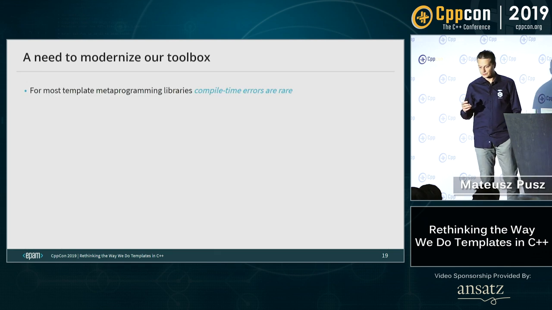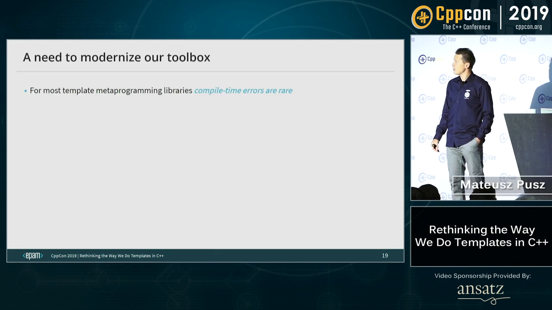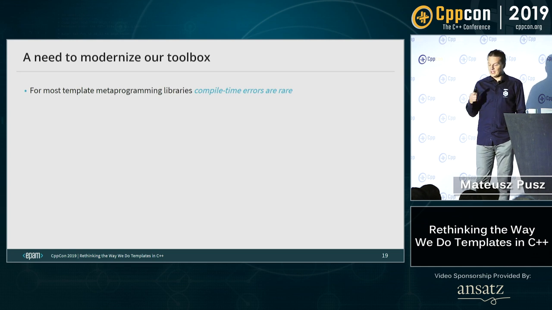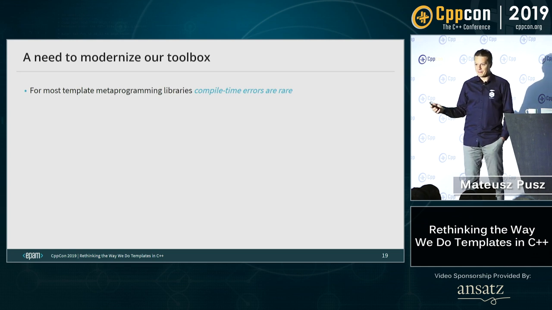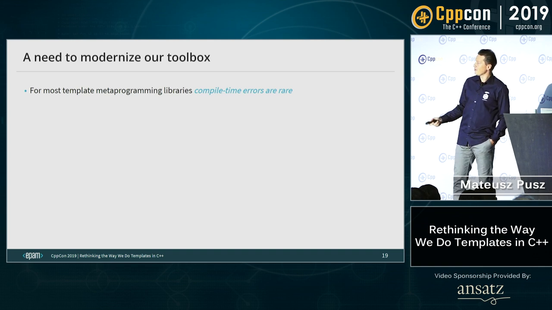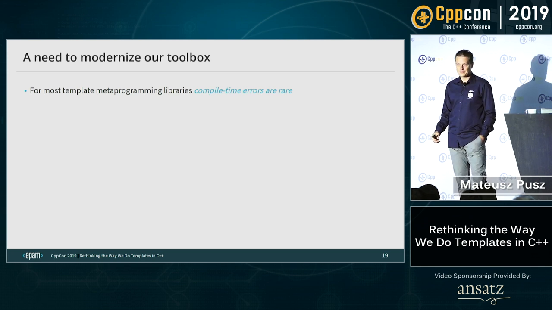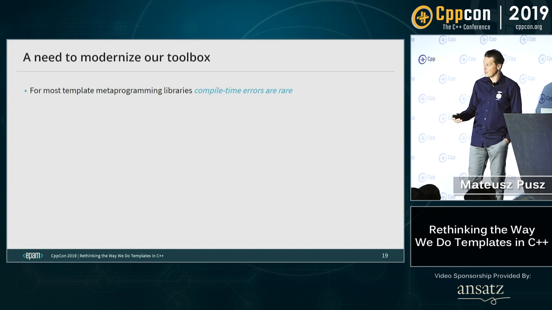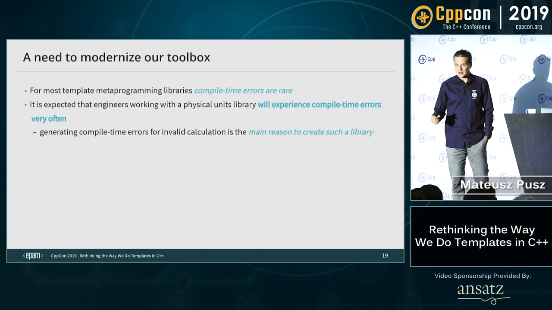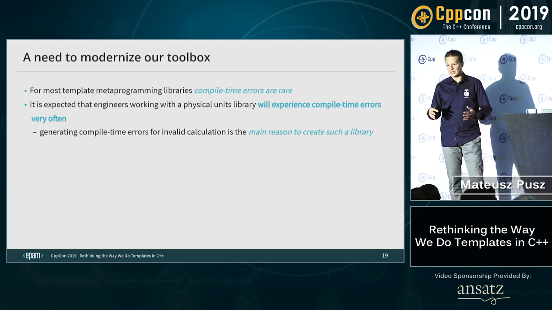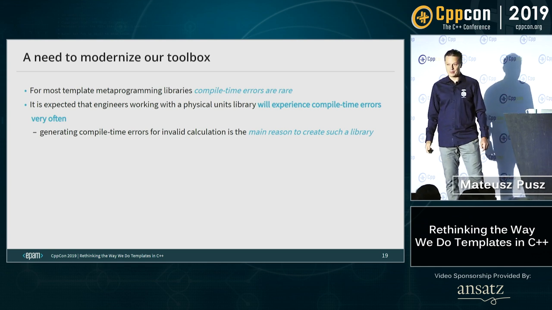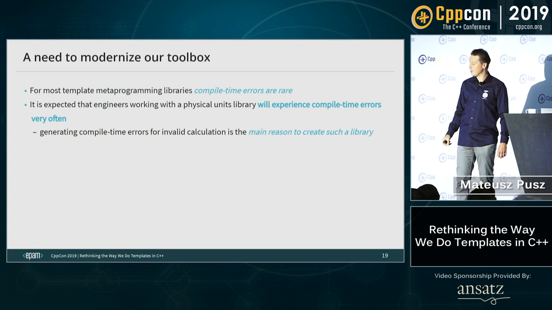in the error message. So I would say that there is a need to modernize our toolbox. For most template metaprogramming, the error messages are, let's say, rare. You don't break vector or string or other class templates that often, that easily, which would be inconvenient for the users. Of course, if they are broken, they're pretty hard to analyze, but you don't break them too often. But there are libraries, and the physical units library is one of the examples. Well, actually, there will be a lot of compile time errors. The whole purpose of creating this library is to have many compile time errors during the day, because this is the main idea behind this library, to help a scientist work with really complicated calculations.